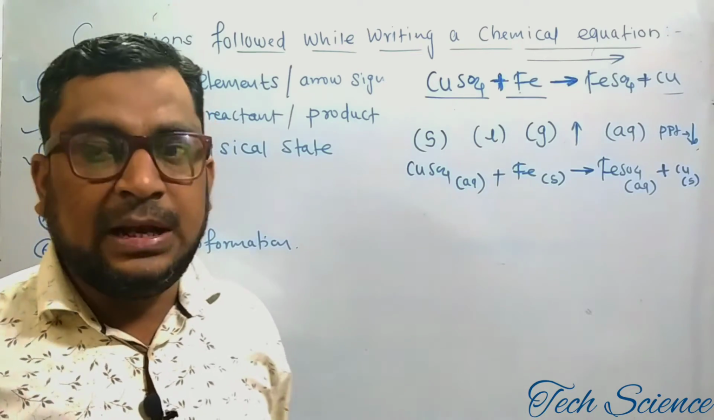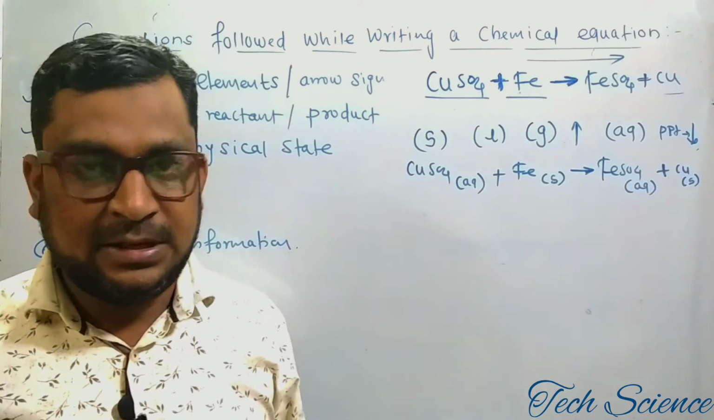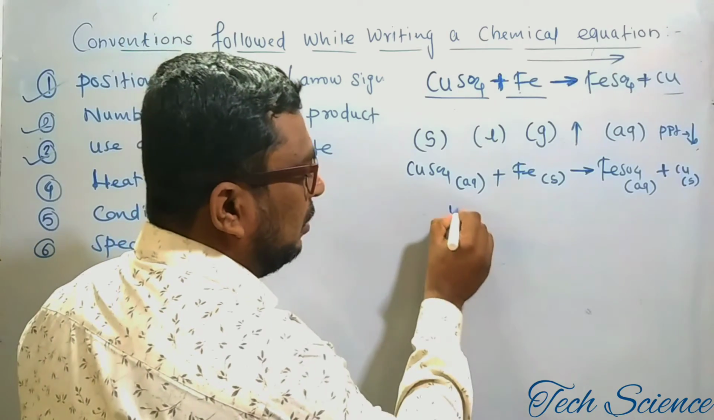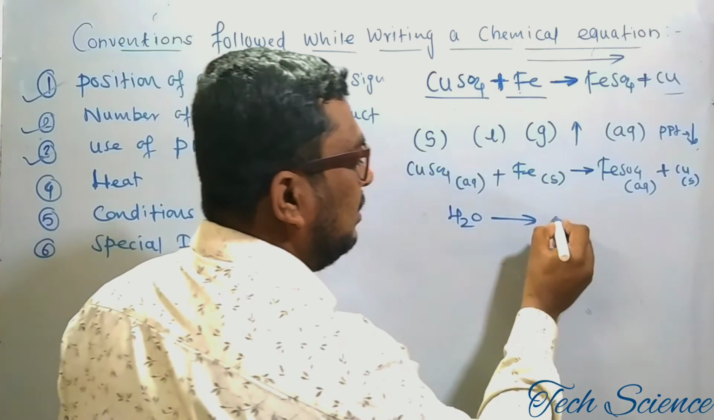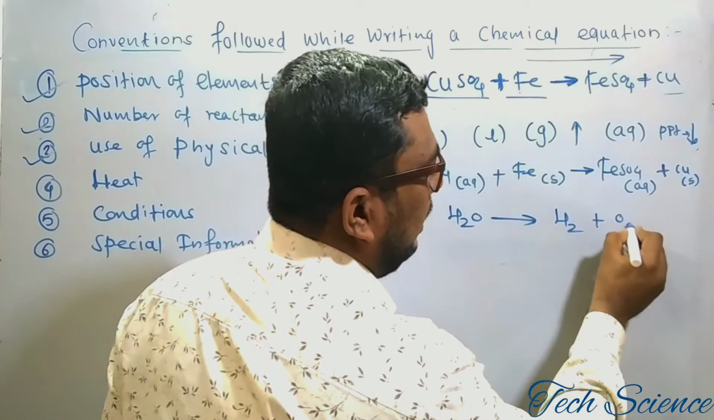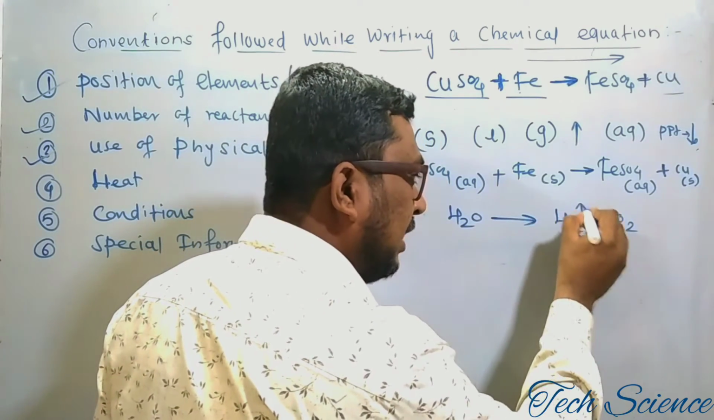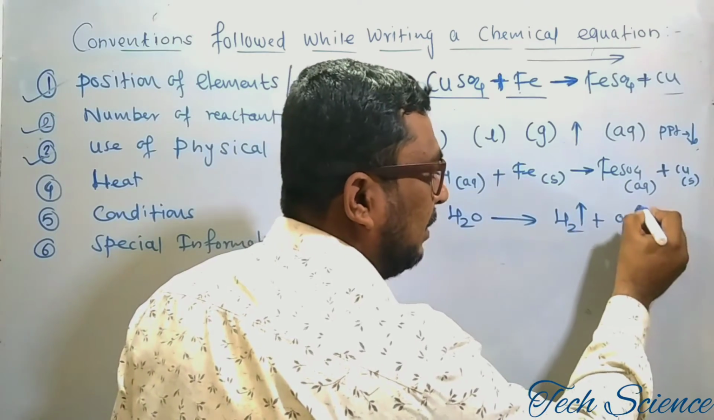Example, liberation of hydrogen, liberation of gas. Suppose there is water and you have to do the electrolysis of water. In that case, what happens here? There is a liberation of hydrogen and oxygen gas. Then you have to show the liberation of the hydrogen gas. This is the symbol for the liberation of gases.